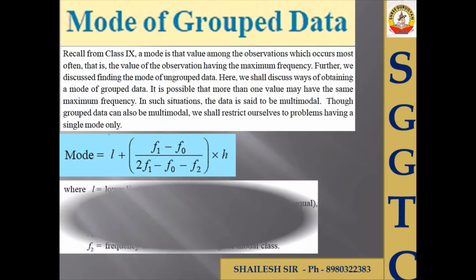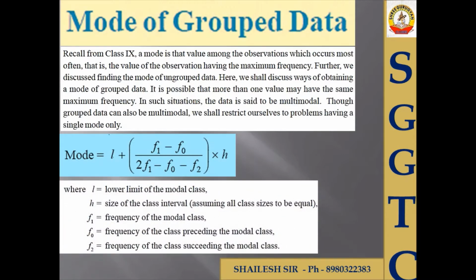So for grouped data, utilize this formula: L plus (F1 minus F0) upon (2F1 minus F0 minus F2), into H. Don't worry, one by one I will explain what each value indicates. L indicates the lower limit of the modal class. This modal class is always the class belonging to the highest frequency, students. Again, the class with the highest frequency.